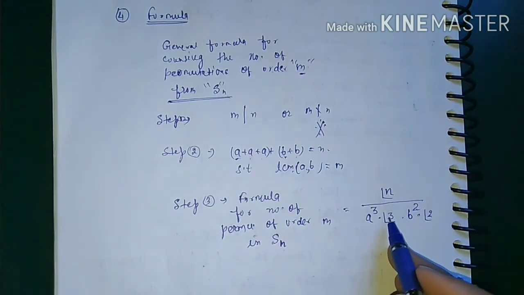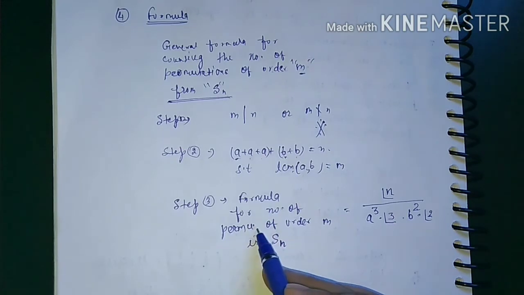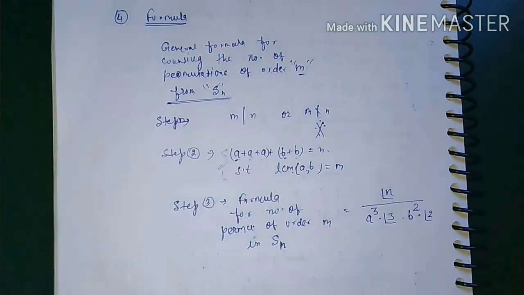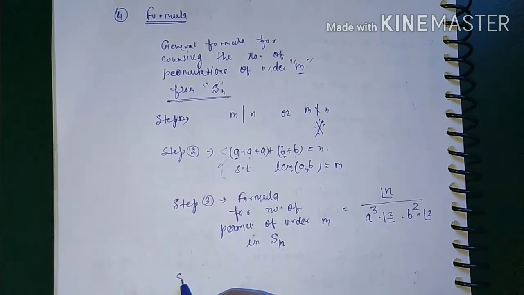So this is the formula for counting the number of permutations of order m in the group Sn following these steps. Now we are going to find the number of permutations from the group S3.